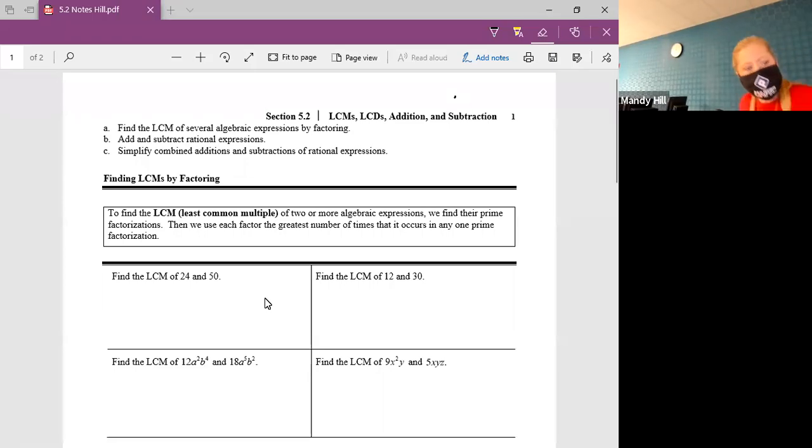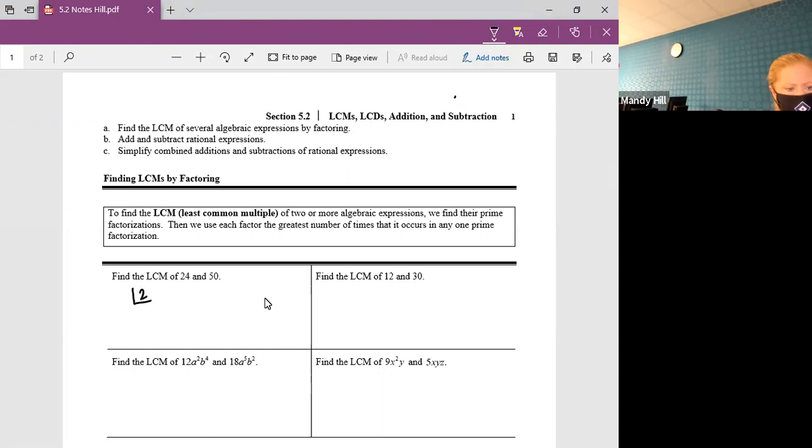Okay, so 5.2, we're going to find least common multiples. We're going to add and subtract rational numbers. This lesson is pretty easy. When you're looking for the least common multiple of 24 and 50, the first thing you want to do is break these into their prime factors.